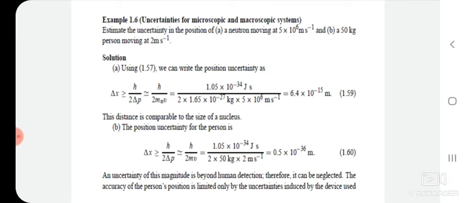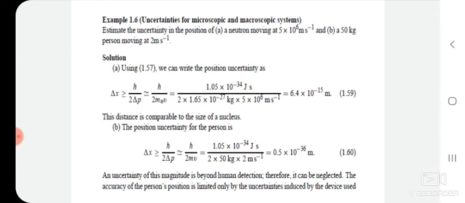Mass of neutron into velocity: 1.05 into 10 to the power minus 34 joule second divided by 2 into 1.65 into 10 to the power minus 27 kg into 5 into 10 to the power of 6 meter per second. It gives 6.4 into 10 to the power of minus 15 meter. It means the uncertainty in position in the case of the neutron is 6.4 into 10 to the power of minus 15 meter. This distance is comparable with the size of a nucleus.